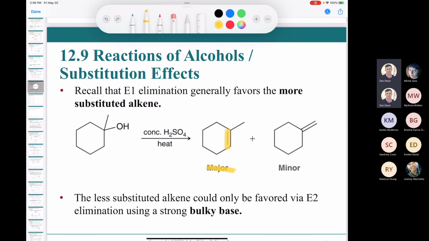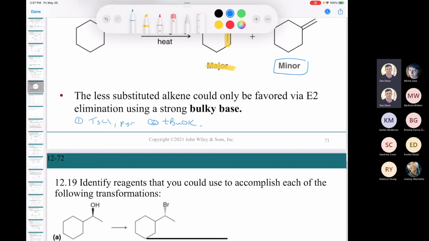You can make that. However, if you wanted to make that less substituted alkene, which is the Hofmann product, the best way to do that would not be an E1 reaction, but an E2, where you would first treat the alcohol with tosyl chloride and pyridine to convert it into a good leaving group. And then in the second step, you treat it with a bulky base like potassium tert-butoxide to give you the Hofmann product, or this exocyclic alkene.